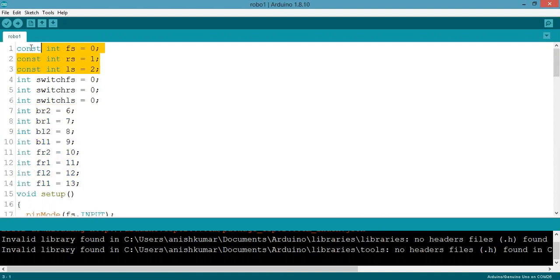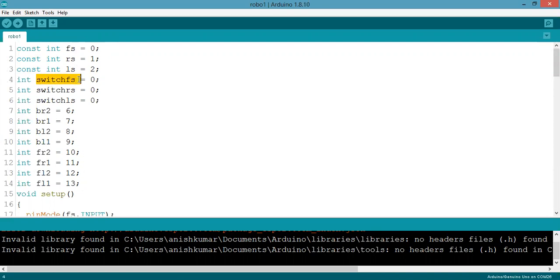Next, these 3 pins are called input pins, because there are 3 sensors. 4 motors are there, 8 pins are there, and all are called output. The 3 sensors are called front sensor, right sensor, left sensor. I have assigned pins 0, 1 and 2 to them, and here I am assigning 6 to 13 to the motors.